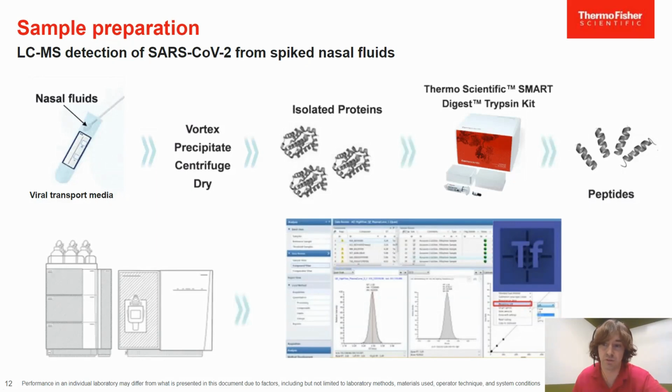centrifuged and dried, resulting in isolated proteins from the recombinant targets, as well as any proteins present in nasal fluids or viral transport media. The isolated protein samples were then enzymatically digested to generate peptides with a Smart Digest trypsin kit. Samples were then analyzed by LCMS, and each targeted peptide was quantified with TraceFinder.